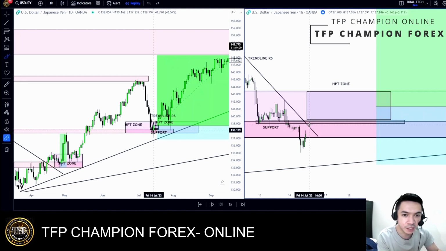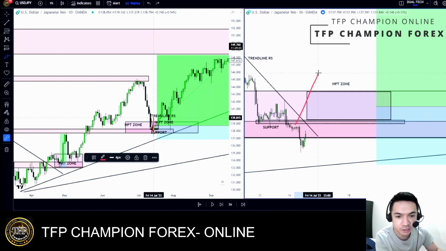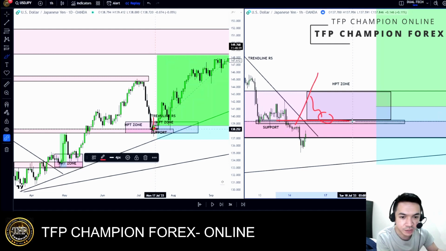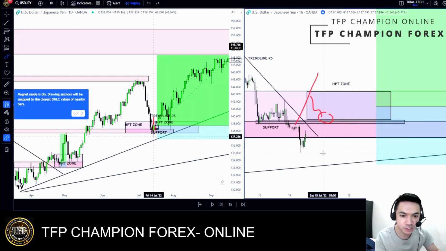So, ibig sabihin yan, it is not wise, kaya nga sabi ko sa rules ng TFP Warrior, kailangan at least dalawang confluence. You have to make sure mabasag mo muna to and you are maintaining above this horizontal level. So, ibig sabihin yan, that point, market is really on a bullish momentum. Otherwise, don't take any trade and just observe.